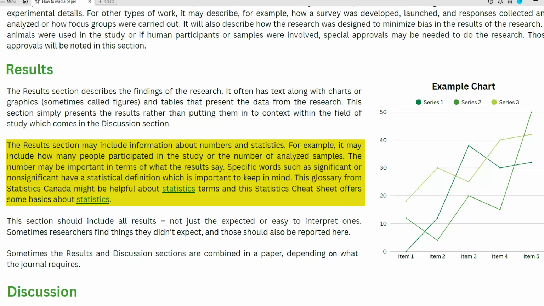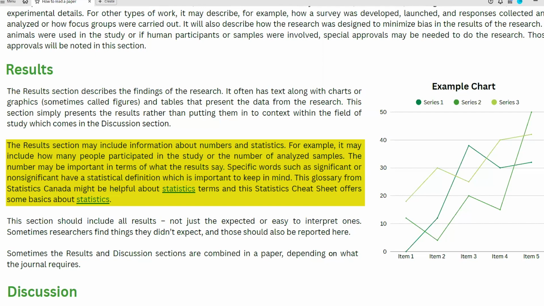For example, it may include how many people participated in the study or the number of analyzed samples. The number may be important in terms of what the results say. Specific words, such as significant or non-significant, have a statistical definition which is important to keep in mind. This glossary from Statistics Canada might be helpful about statistics terms, and this statistics cheat sheet offers some basics about statistics.